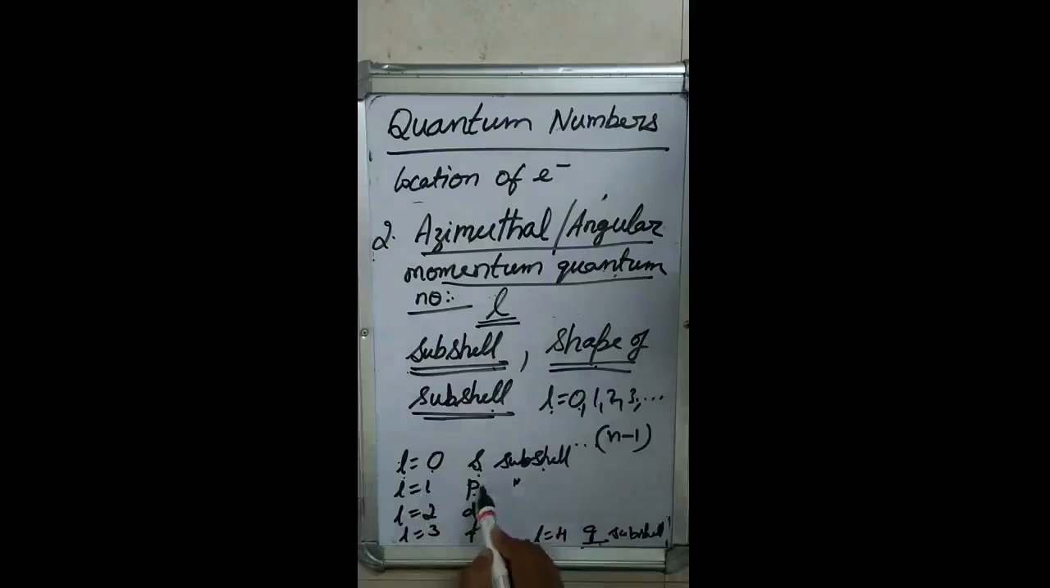If L is equal to 1, it is a P subshell. If L is equal to 2, it is a D subshell. L is equal to 3 means it is an F subshell. L is equal to 4 is called a G subshell, but an atom having a G subshell is not yet discovered.